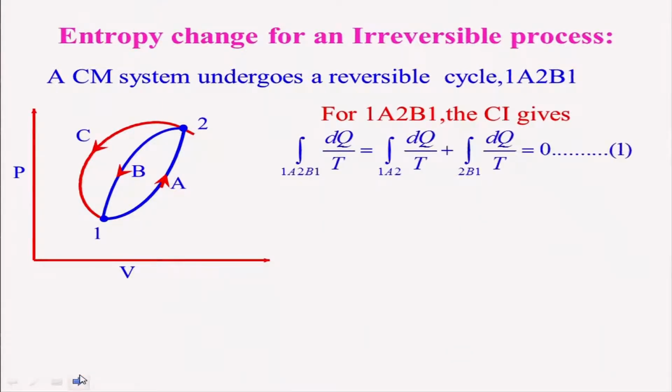For that we will apply the Clausius inequality, which gives the integral of dq by T for the path 1A2 plus dq by T for the path 2B1 equal to 0, for this path.